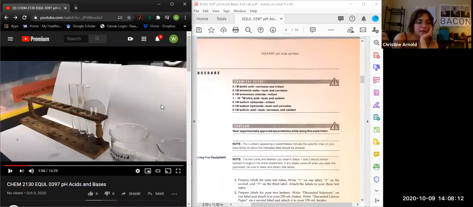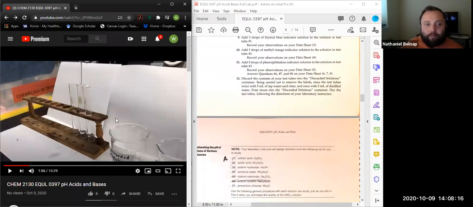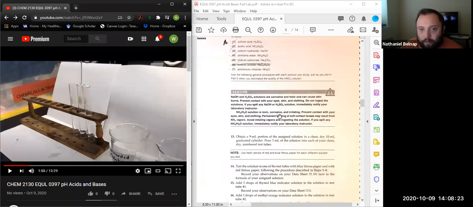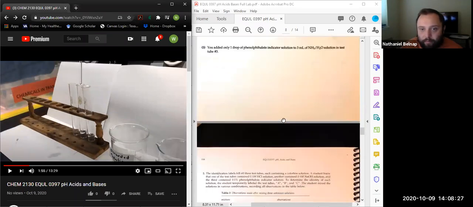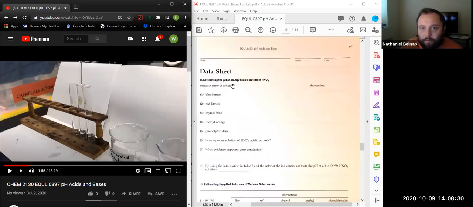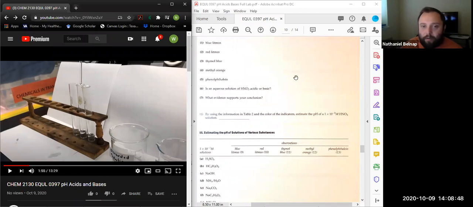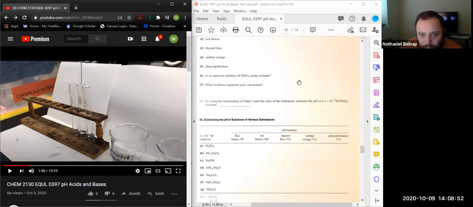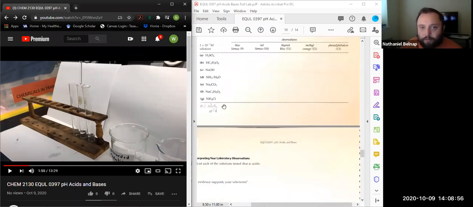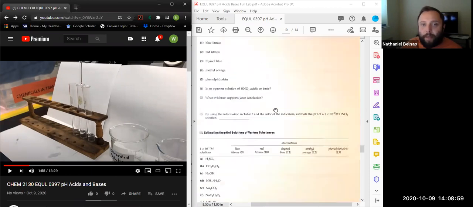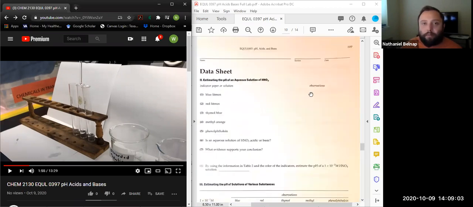Where do we write that down? Because I don't see anything for that. Right. Our first solution is going to be the HNO3, and it is way down here. So for the pH of aqueous nitric acid, it has the blue litmus, red litmus, thymol blue, methyl orange, phenolphthalein. This is where you actually write that. You can write it there, and or here too. You can also add it to this table, but they give you a whole separate one just for nitric acid.